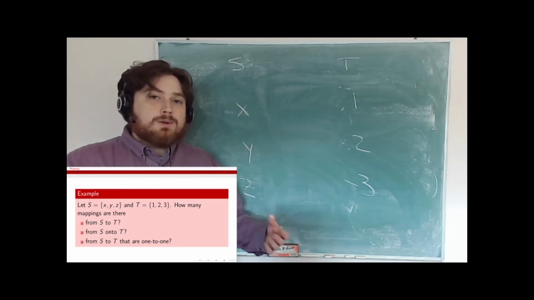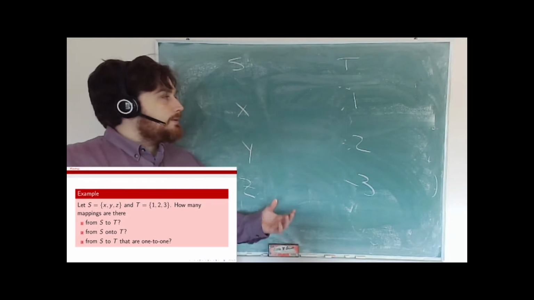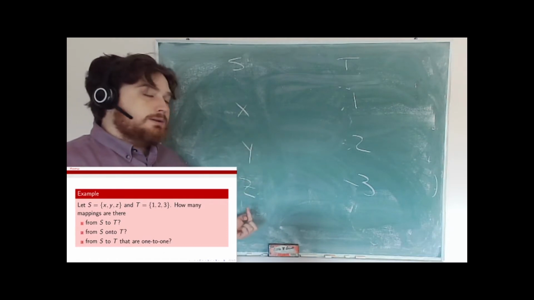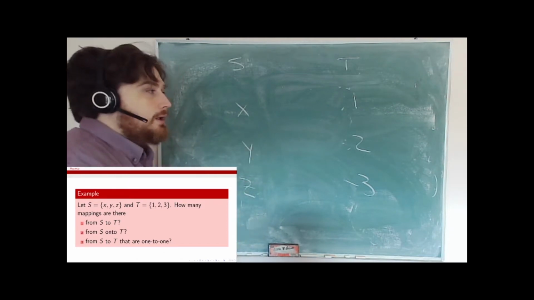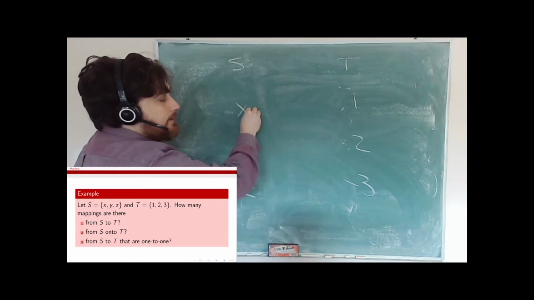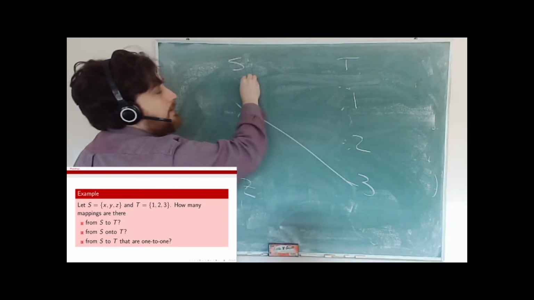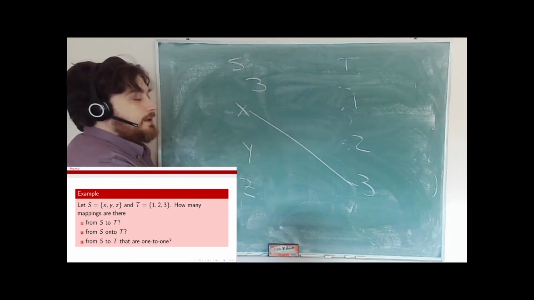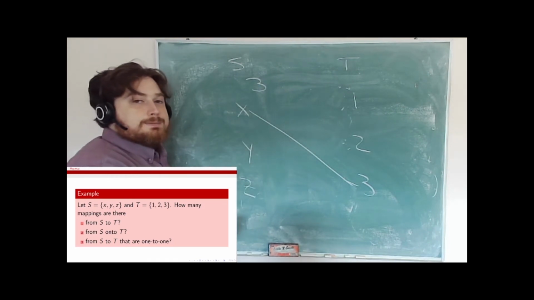If I now want to find one-to-one mappings, what I want to do is make sure that each of these X, Y, and Z goes to different spots. So here I would start with X. I would say X can go wherever it likes. So X has 3 options. So let's say it goes to 3.